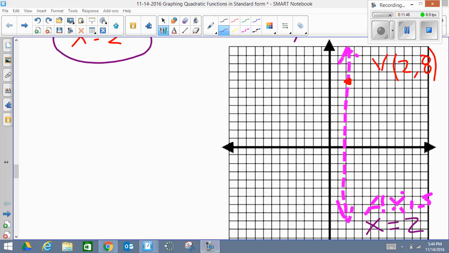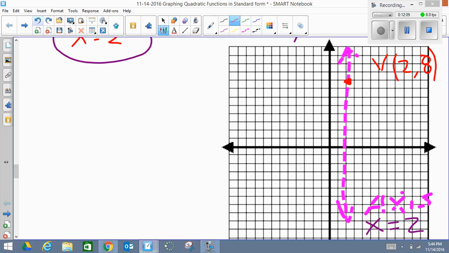All right, so I'm going to move my graph over here. My vertex is 2, 8, which I have right now. The axis of symmetry, the equation is x equals 2, which I have here on the bottom of the equation, and it is a vertical line. Just to recap.